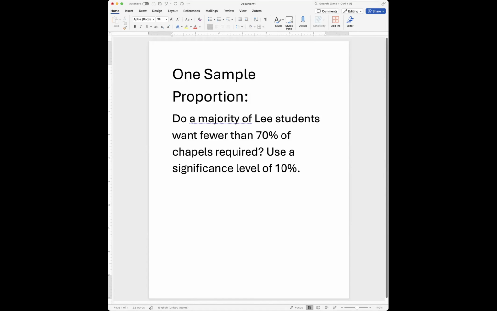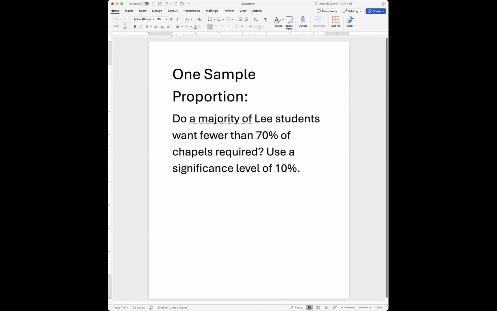So our null hypothesis would be that 50% of LEAD students want this, and our alternative hypothesis would be that more than 50% of LEAD students think that fewer than 70% of chapels should be required. And we're going to test this at the alpha equals 10% significance level.